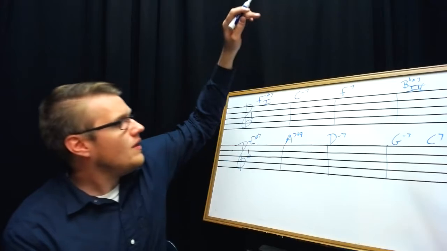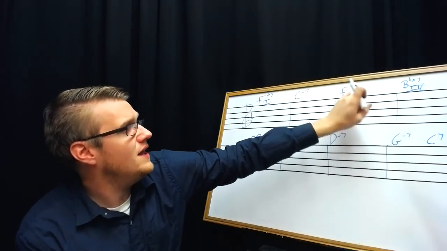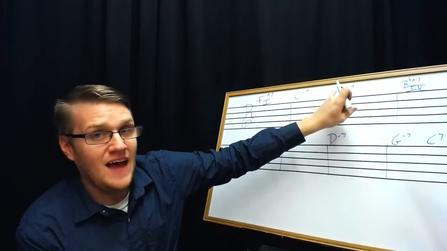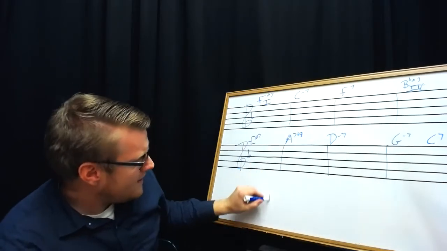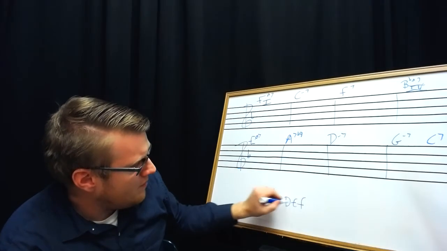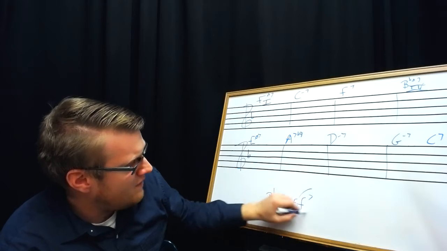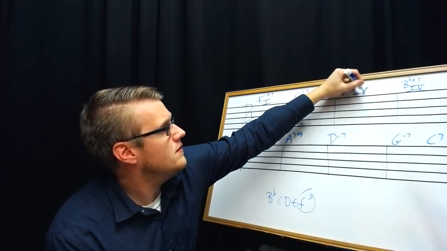Now, F7. Let's look at the relationship between F7 and B flat. F7, it's an F dominant 7. It has to be a 5 of something. So B flat, C, D, E, yep. F7 is the 5 of 4. So we'll write it out as the 5 of 4.